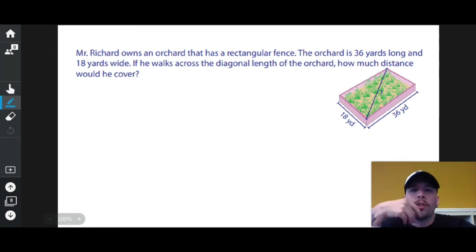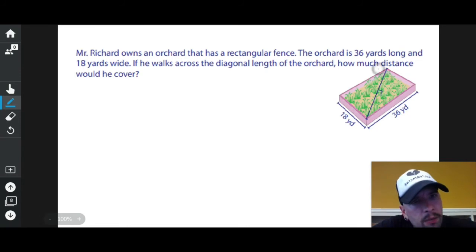Mr. Richard owns an orchard that has a rectangular fence. The orchard is 36 yards long, as you can see from the picture, and 18 yards wide, as you can see from the picture. If he walks across the diagonal length of the orchard, how much distance would he cover?